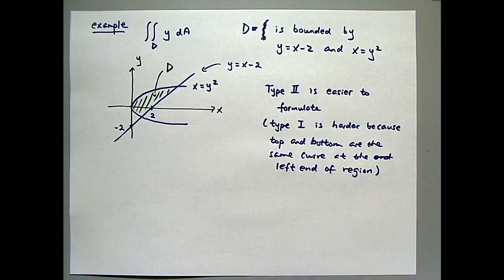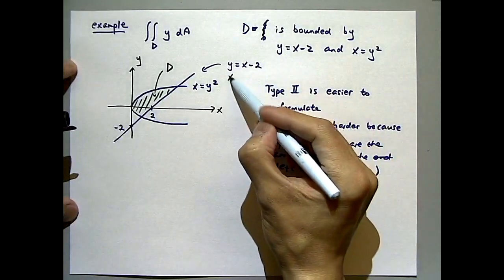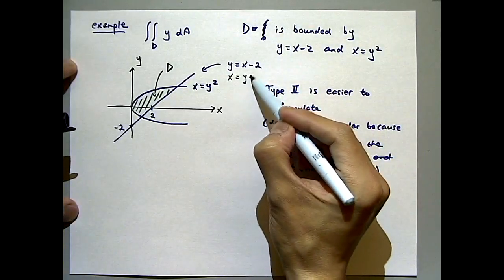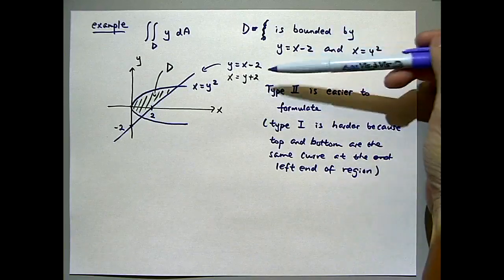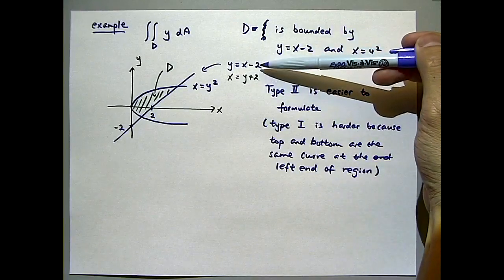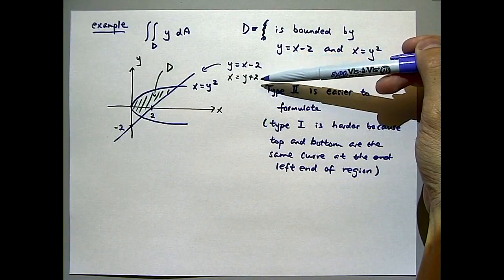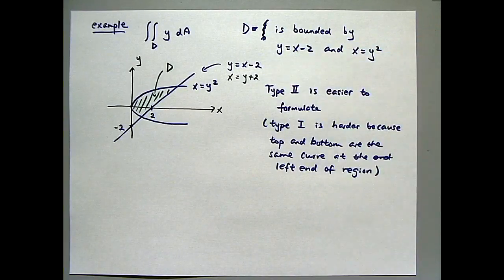Type 2 says we bound y using constants, and then we describe the region as bounded on the right by x as a function of y, and then on the left x as a function of another y. So right away, we see that y is equal to x minus 2 is equivalent to x is equal to y plus 2.